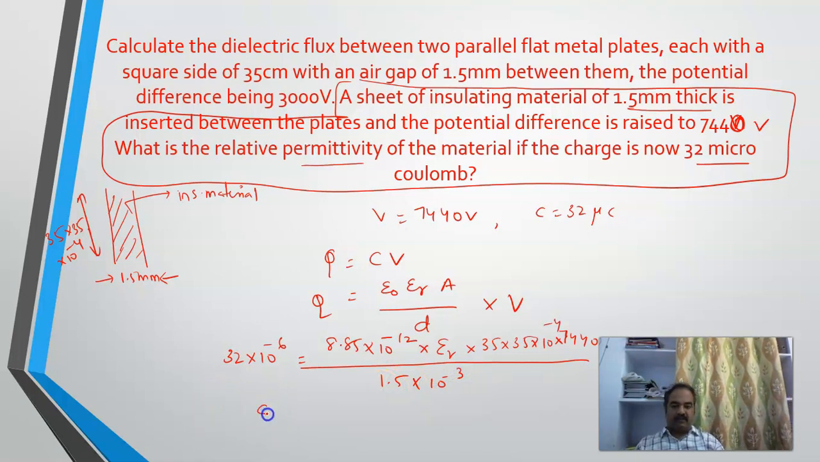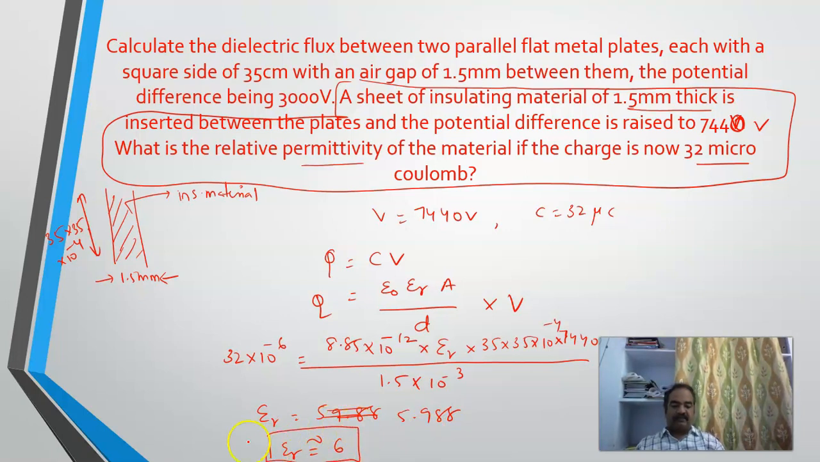Right. So what is epsilon R? If you calculate it, we will get 5.988. So which is approximately equal to 6. So dielectric constant is 6 in this case. Okay.